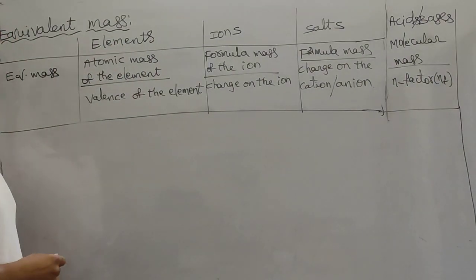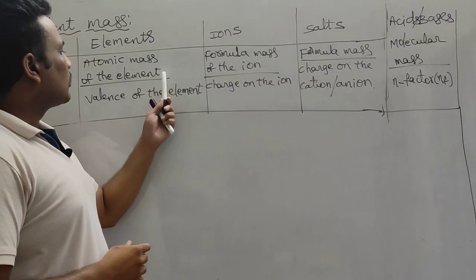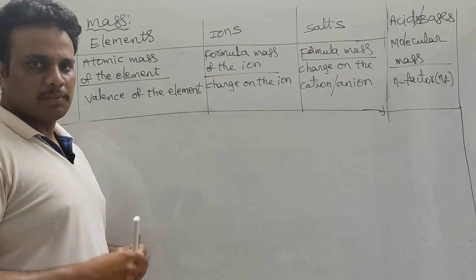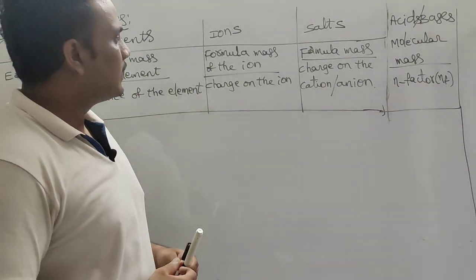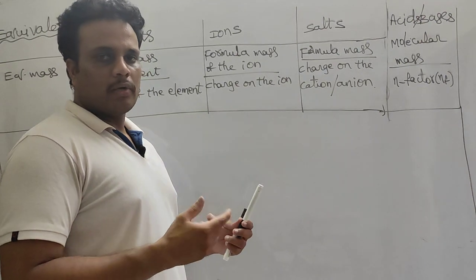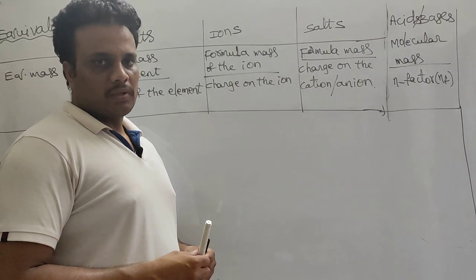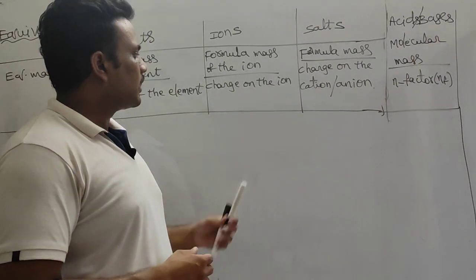Let's see, when you talk about the equivalent mass of an element, then it should be the atomic mass of that element upon the valence of that element. You know, valence depends on group number. And for ions, whatever ion is given in the question, by looking at the ion you can find the charge, whether it is negative or positive.